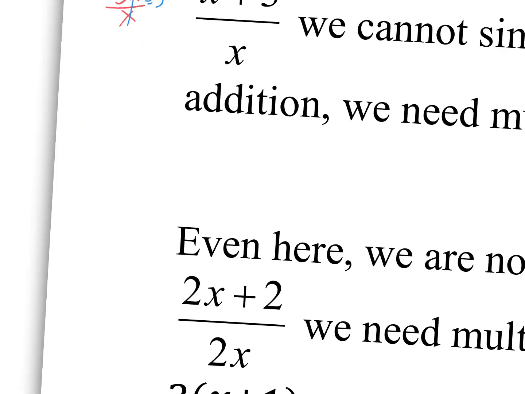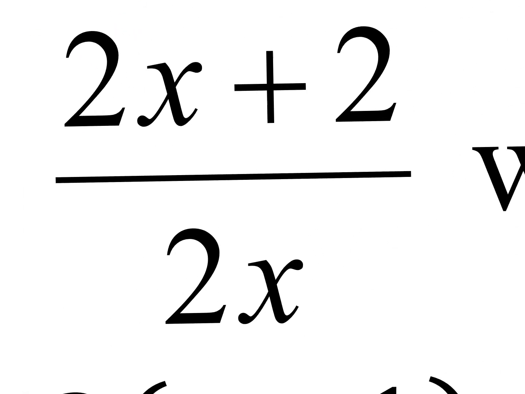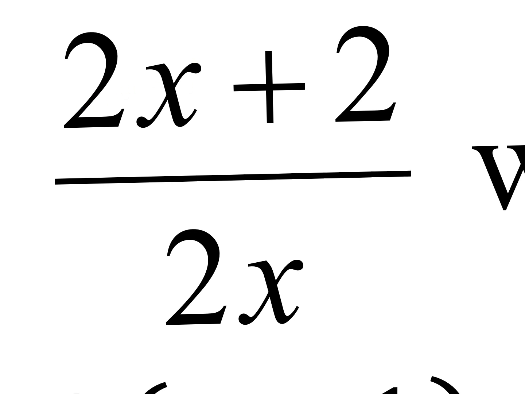Even right here, where you're like, oh, I want to cancel out the 2x with the 2x. You can't do it. Why not? Because there's addition. If there's ever addition or subtraction, you cannot cancel. You need multiplication, all right?